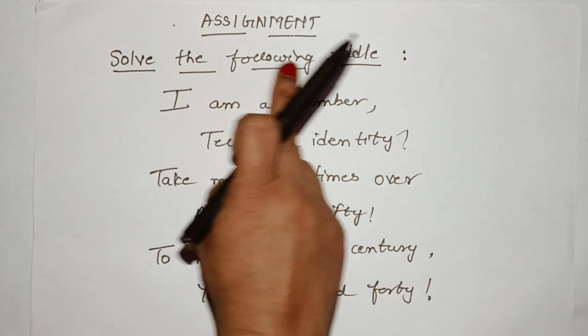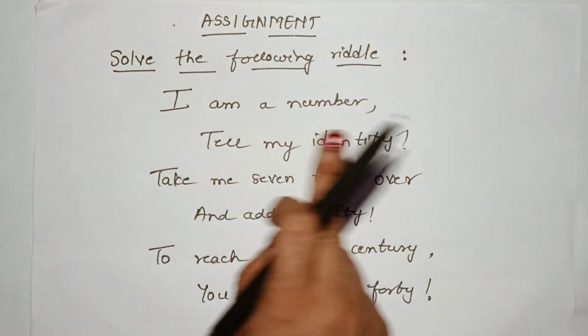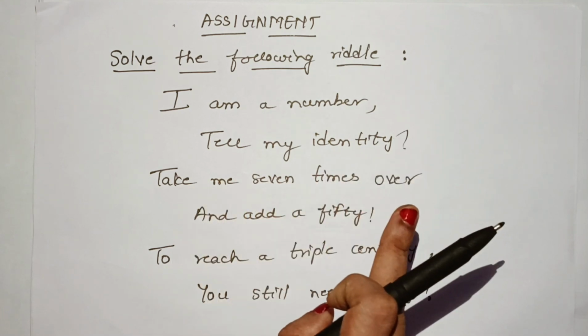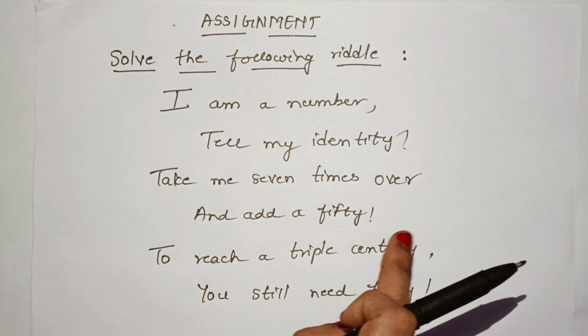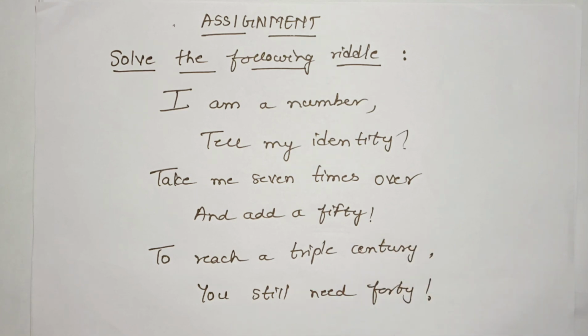Solve the following riddle. I am a number. Tell my identity. Take me 7 times over and add a 50. To reach triple century, you still need 40. So, find out the answer. Is this clear?